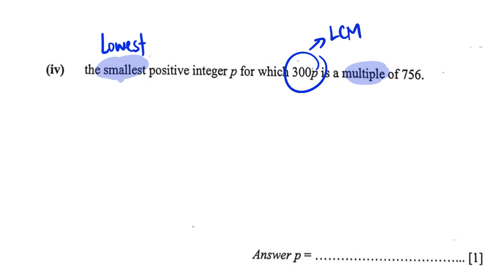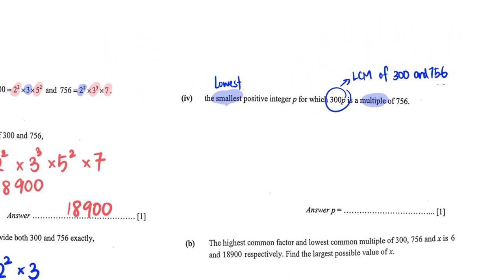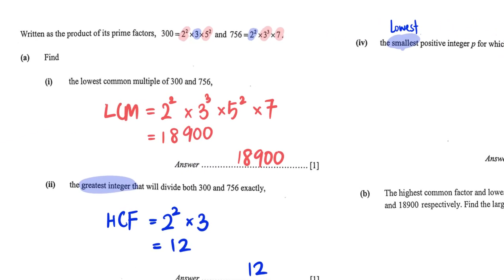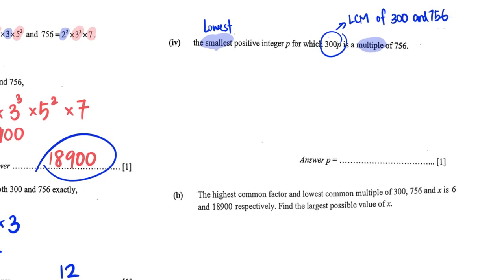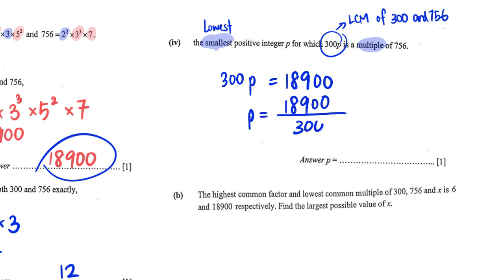Of 300 and 756, and we happen to have that right at part 1. This is the lowest common multiple. So in this case, 300p, since we know that it is the lowest common multiple, and we already got the lowest common multiple, now we just need to divide. And we will get the answer. So p equals 63.